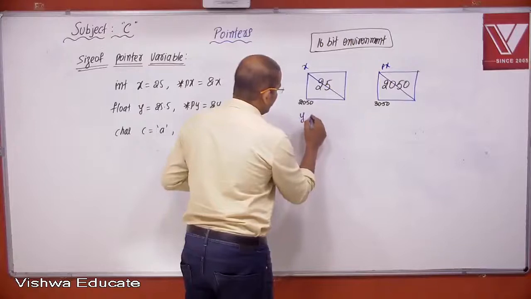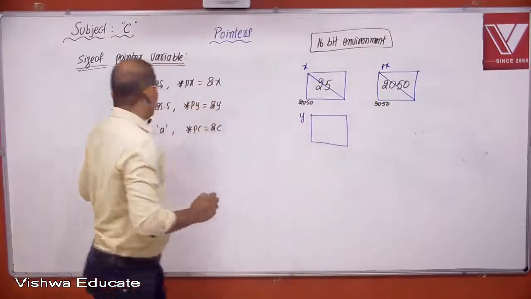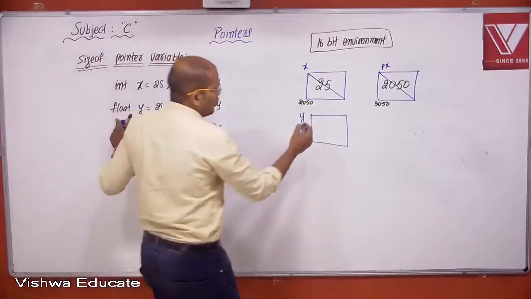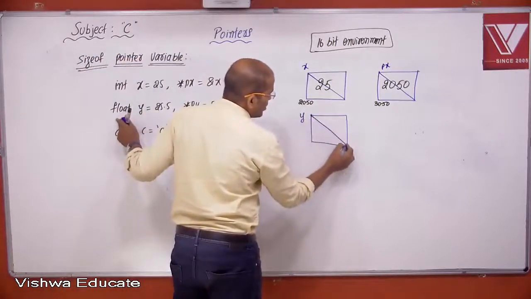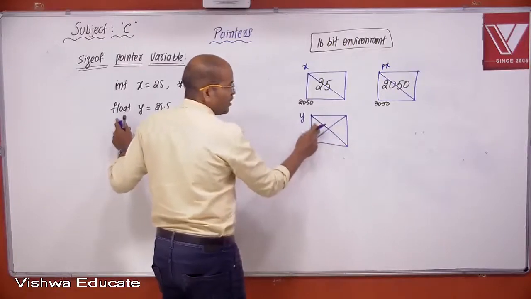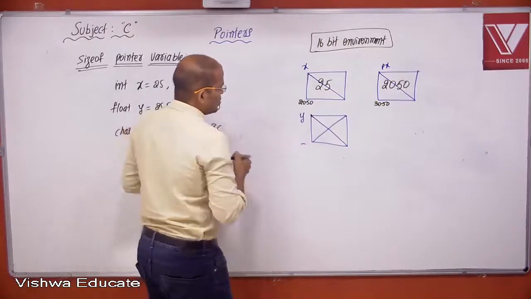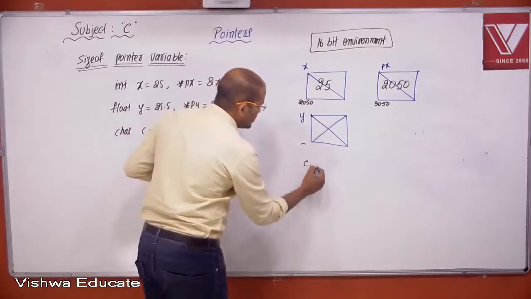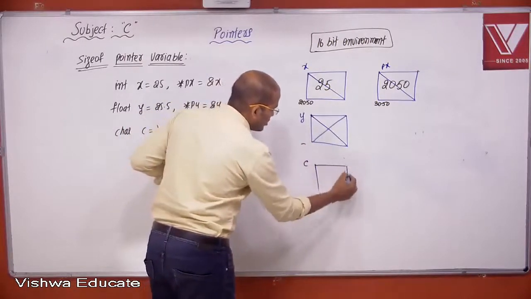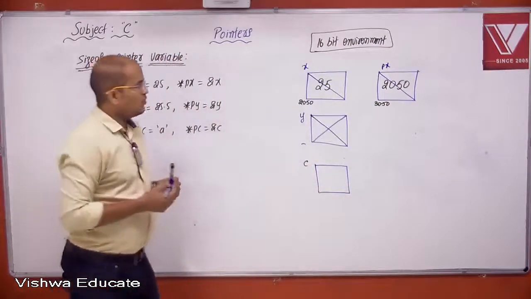It creates y. Now y is of size float. So float takes 4 bytes: byte 1, byte 2, byte 3, byte 4. Now c takes 1 byte.